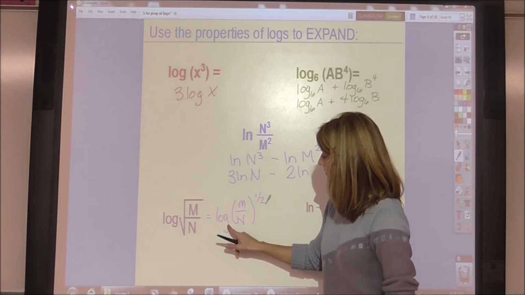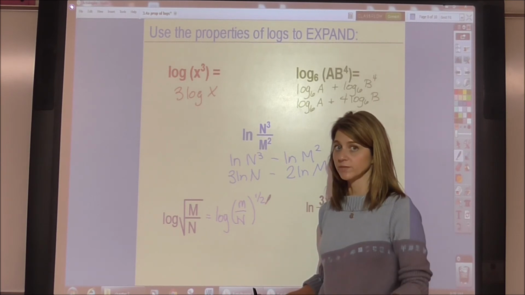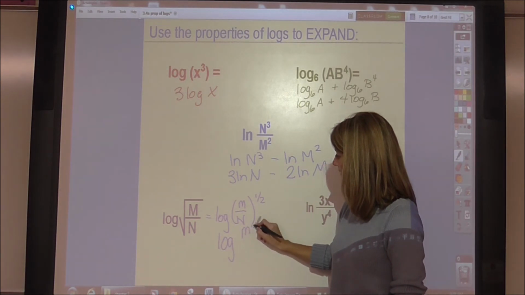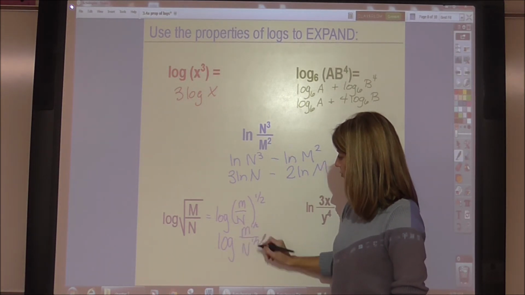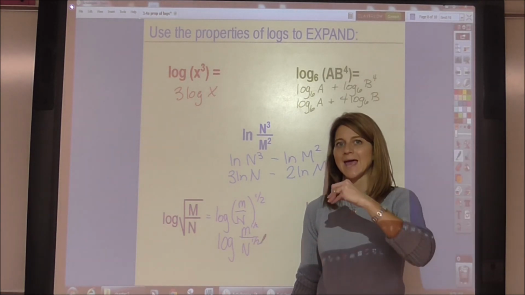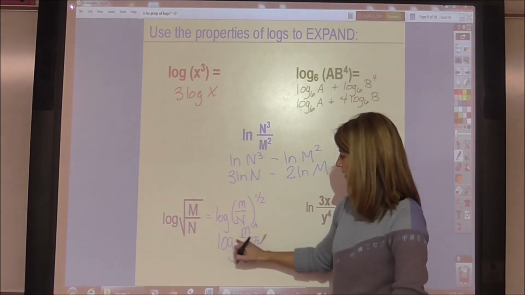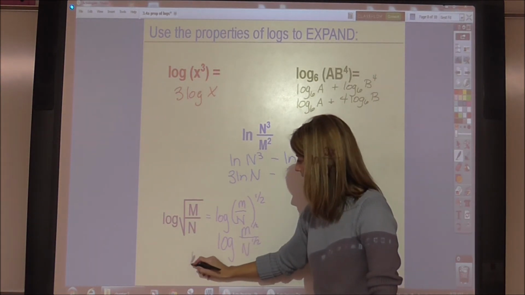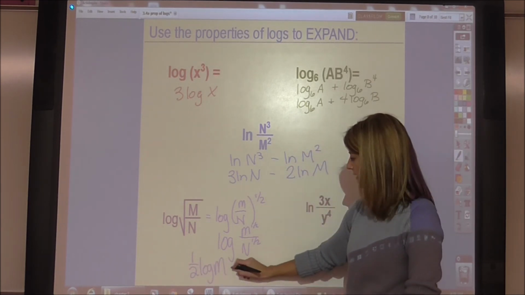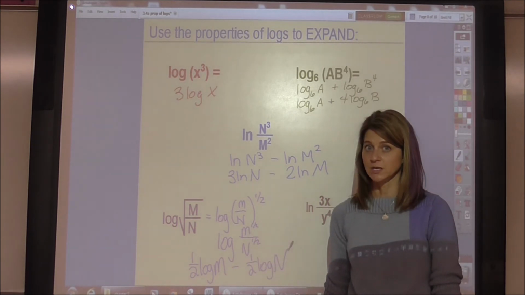Anyway, we've got log of m over n all to the half power. That means every one of these things has a half power. So I have log of m to the half power, and it's over n to the half power. So we've got 2 things going on. We're going to have to take care of that power and that division sign. So maybe we can do it all at once? Let's see. M to the half power, 1/2 log of m, and the division sign is minus 1/2 log of n. Did you do okay?